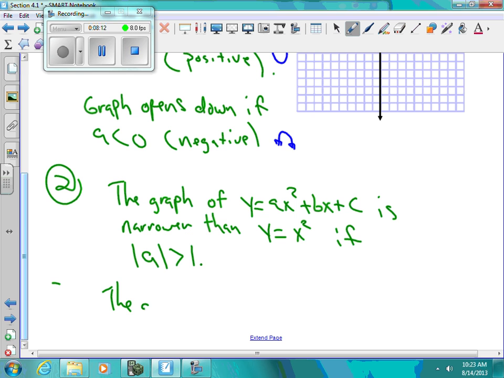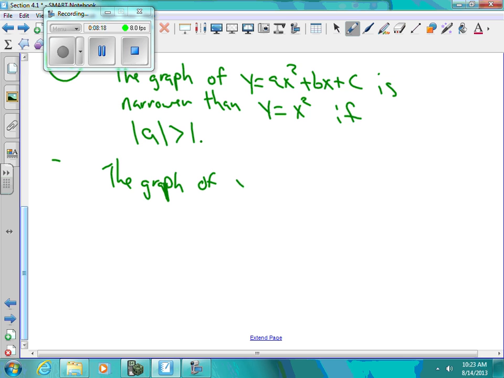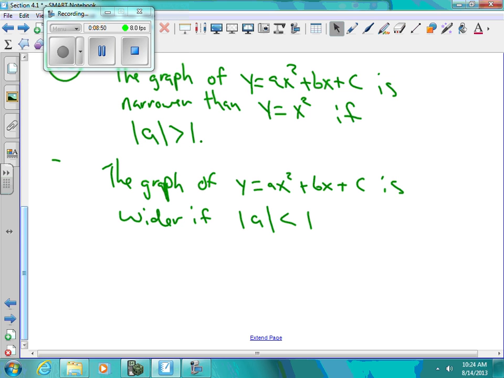The graph of y equals ax squared plus bx plus c is wider if, it's a little bit harder one to guess, not really, the absolute value of A is less than 1. Okay, so if we get a fraction or decimal less than 1, whether it's positive or negative, it's going to make the graph wider. It's going to stretch the boundaries of that. Let's look at that on a graphing calculator, see what I mean. Let's graph some examples of that.